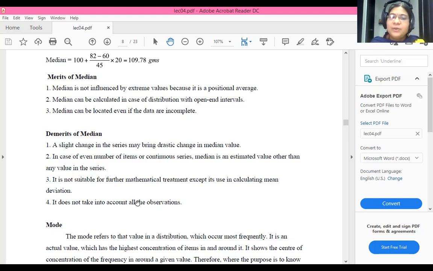It does not take into account all observations. So by the median we cannot conclude about the other observations as we can with the mean. Suppose I say the mean of your data is 90, that means you have aggregate marks around 90. But if I say the median of your data is 70, then I cannot say about your other marks.